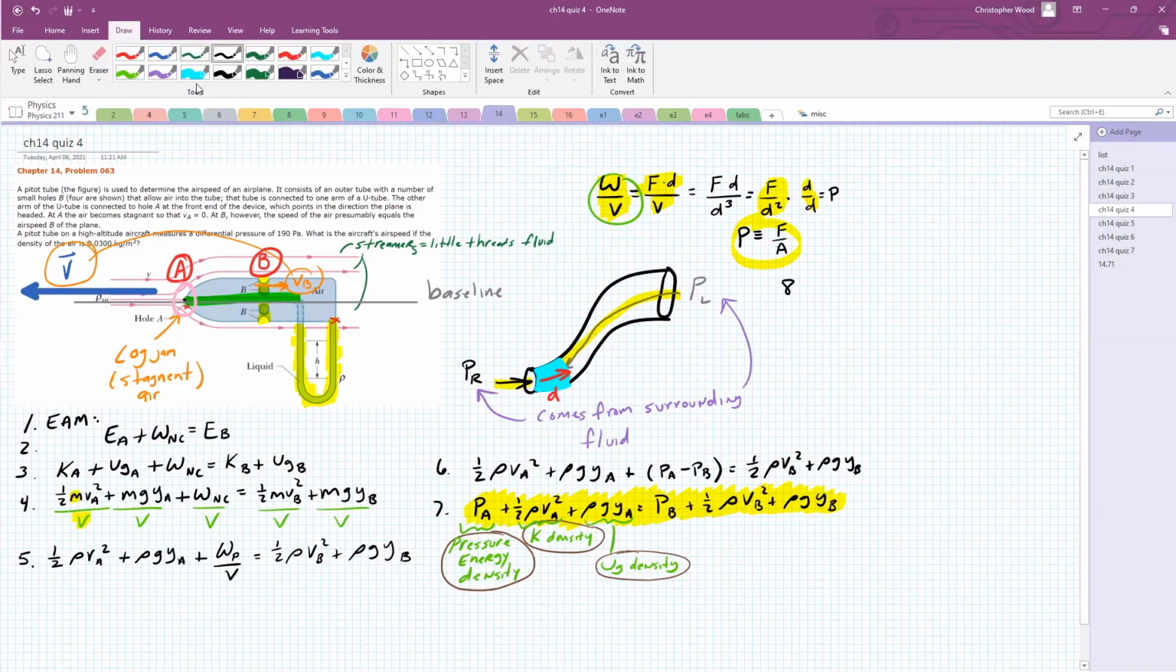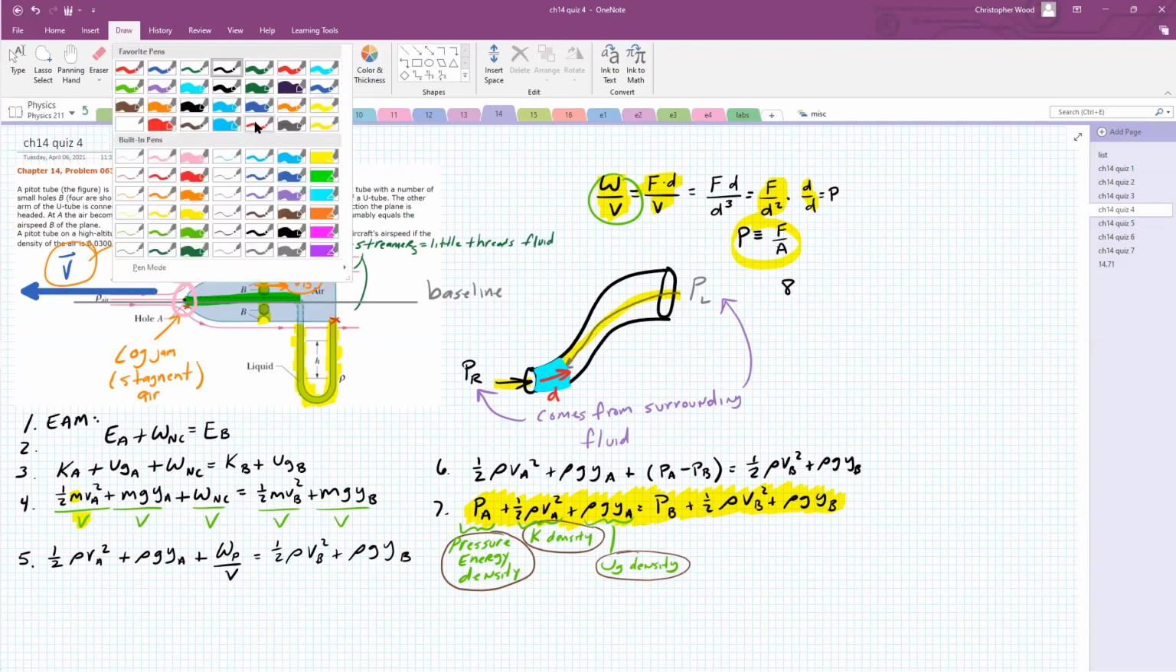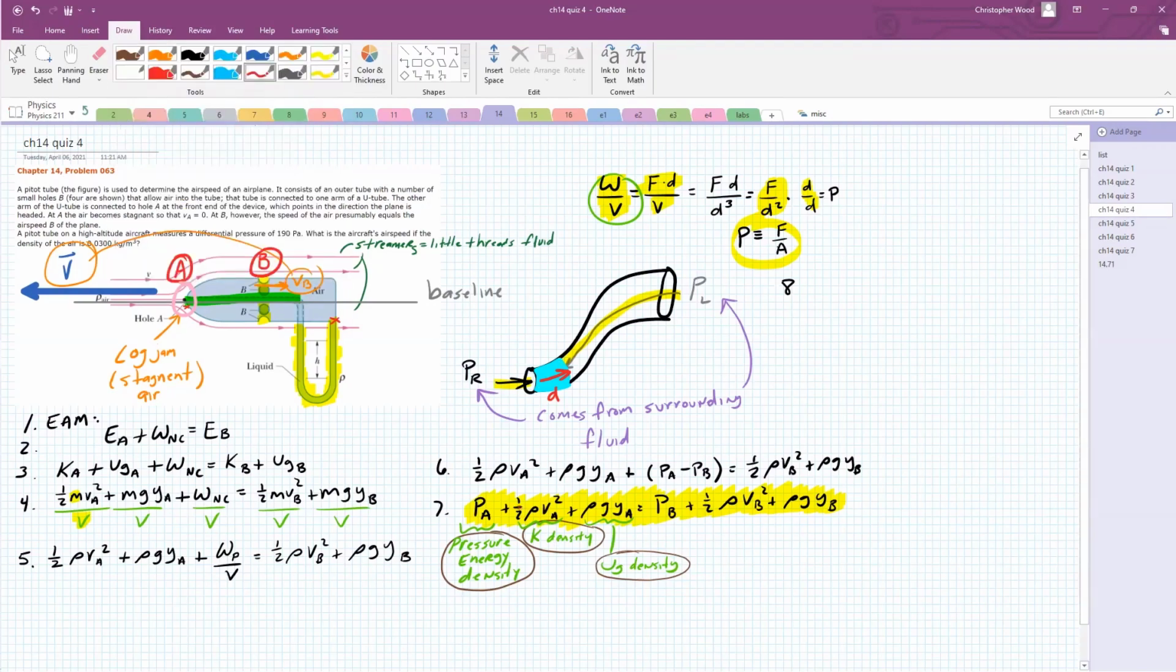Let's go about some low-hanging fruit. Here's some low-hanging fruit specific to this problem. This whole term equals 0. This equals 0 because I have stagnant air at A. So going back to our specific situation, and you know what else? This term right here, rho G YA, is the same as rho G YB. So they basically just eliminate each other. And I'm saying that because this is a horizontal tube. Okay, because you can see it's horizontal.